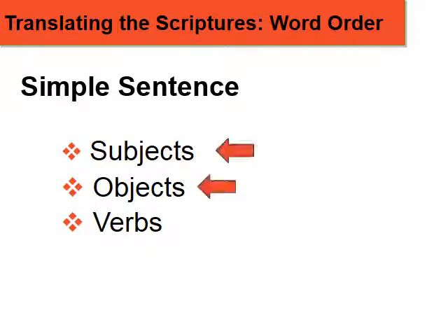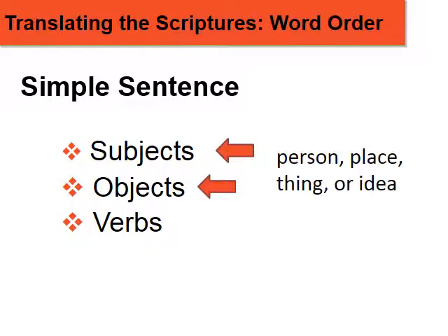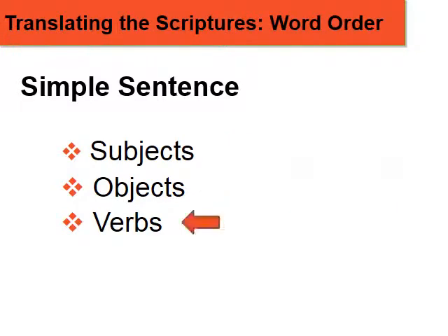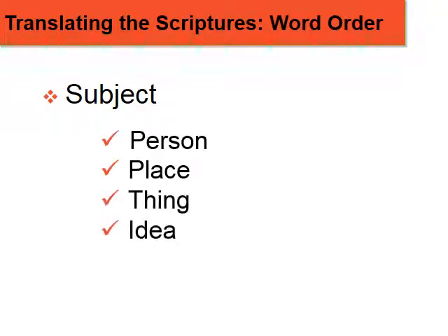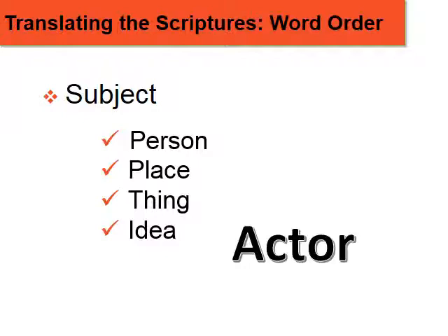Both subjects and objects are usually nouns, such as a person, place, thing, or idea. Verbs show action or a state of being. What is a subject of a sentence? The subject of a sentence is what the sentence is about. The subject, which will be a noun, a person, place, thing, or idea, is usually the main actor in a sentence. The actor or subject usually does or is being something.